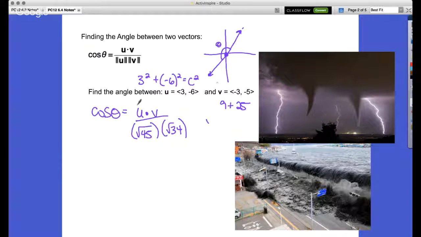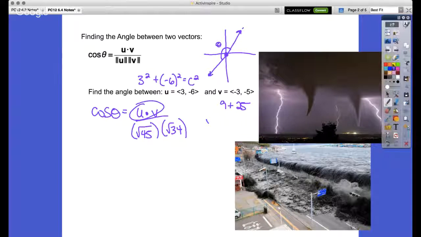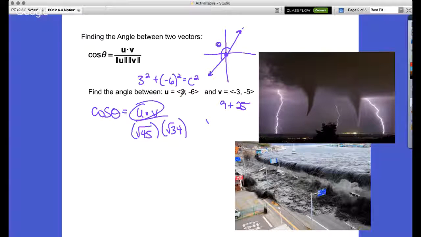Okay. Now this top part up here, remember, is called the dot product. It's where I take both of my vectors and I multiply the first two together to get -9. And I add the second two multiplied together to get 30. So really on the top I have 21 divided by the square root of 45 times 34.